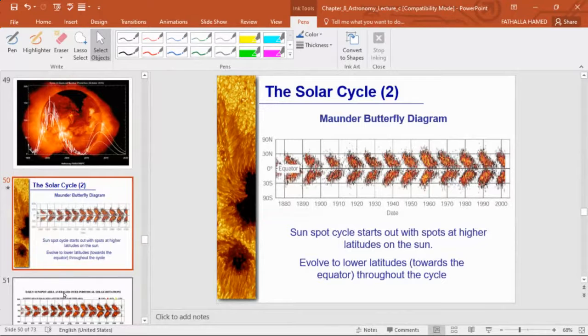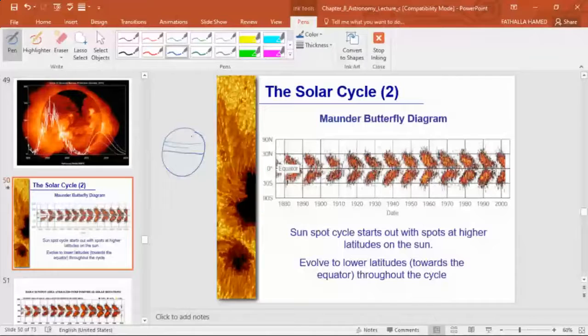Maunder started looking at the sunspots as a function of latitudes. So you look at the sun, like what we said in the earth, you have the equator, and then you have different latitudes here. He found something very interesting. If he plotted the data, something came out which resembles butterfly wings.